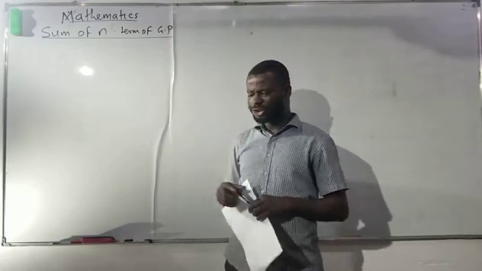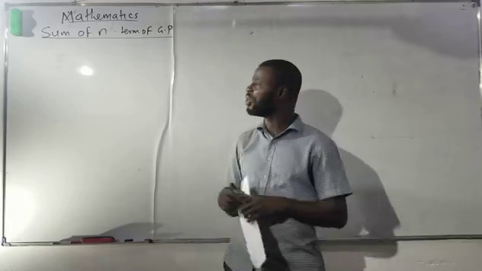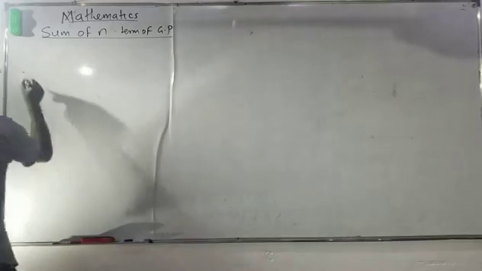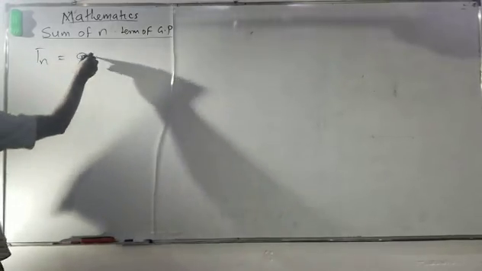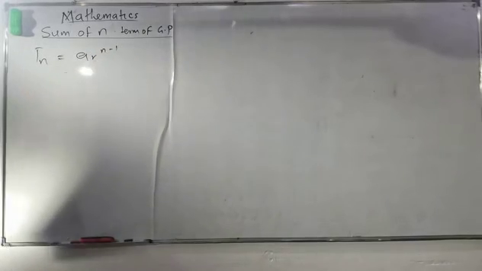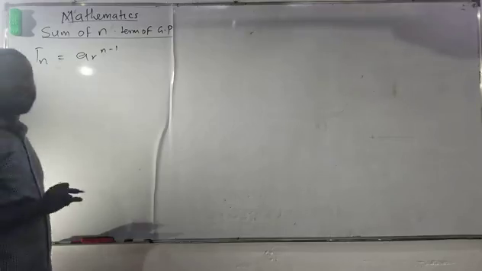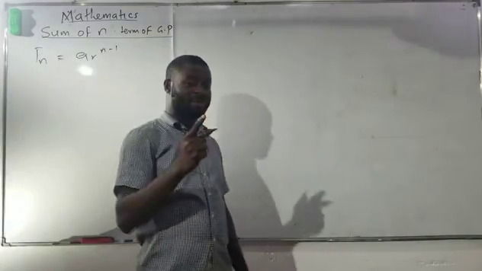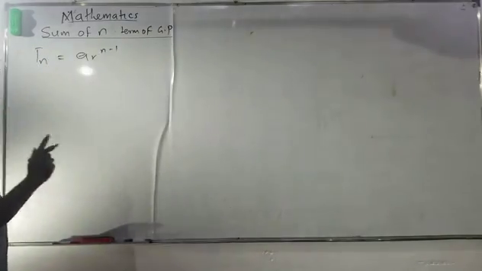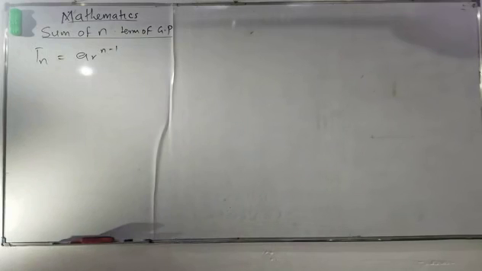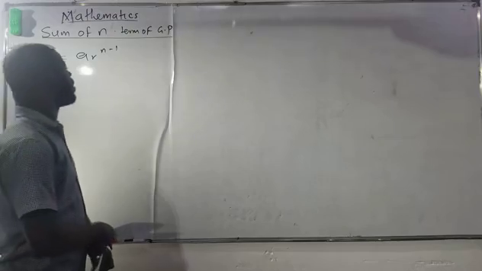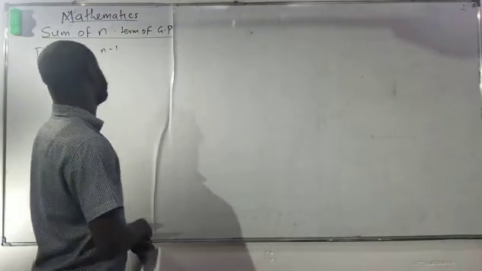Now, what I just need you to know is that in the previous video, I told you about T of n equals a r to the power n minus 1, which is the formula used to find the nth term of a geometric progression. But in this video, I'll be talking about the sum of terms of a GP.